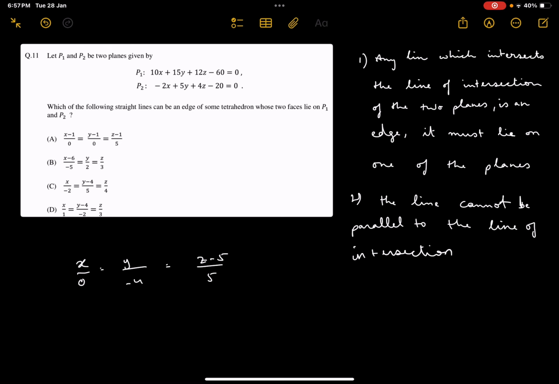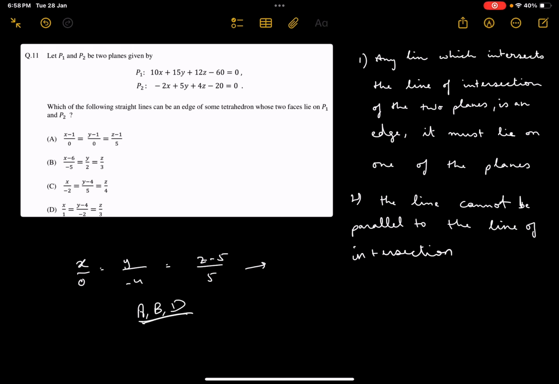So any line which is not parallel to this, so that's all of these, and if it intersects the line of intersection, this line, then it must lie on one of these planes. So from these two facts, you can see the answer will be A, B and D.